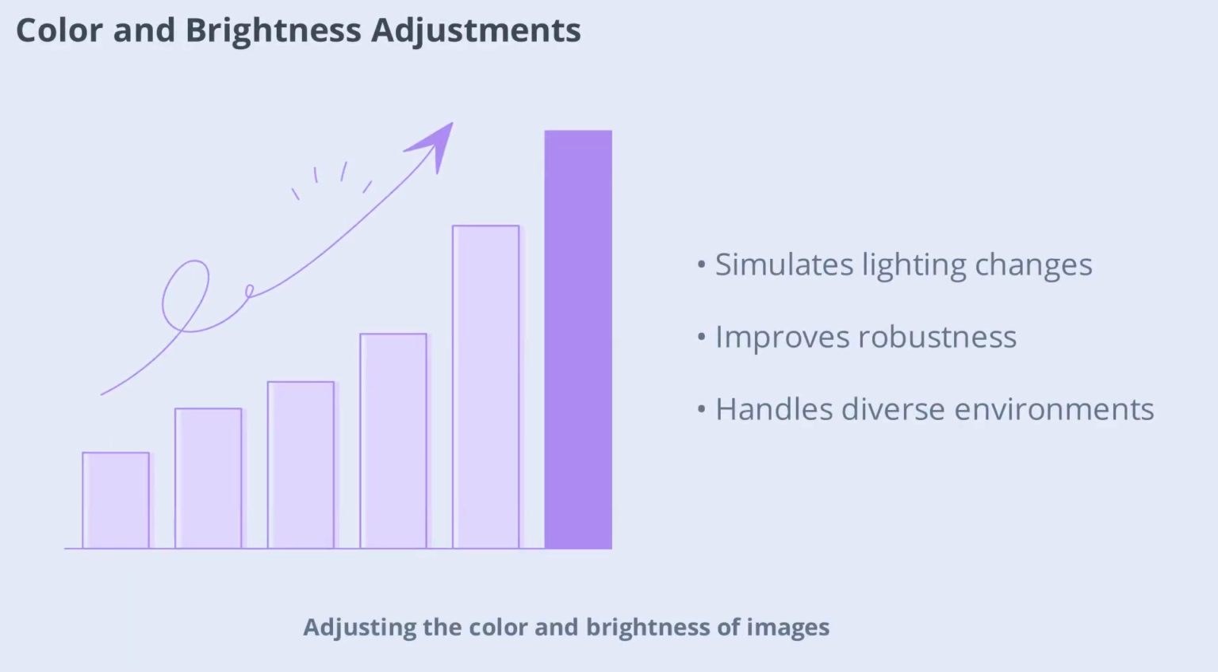Adjusting the color and brightness of images introduces further diversity into the training data. By varying these attributes, we can simulate different lighting conditions and camera settings. This helps the CNN become more robust to changes in illumination, ensuring consistent performance across a wide range of real-world scenarios, from bright sunlight to dim indoor lighting.